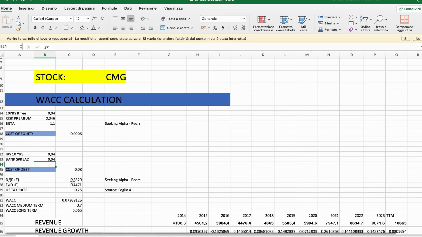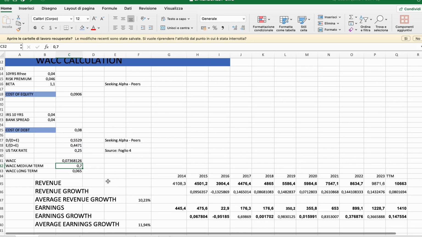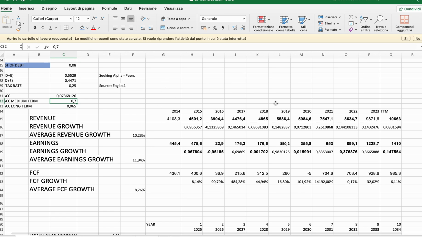So here we have the calculation for the weighted average cost of capital, and next we get into some of the financials. These are the highlights of the most important things that have happened to Chipotle in the last 10 years. We can see that the management has done a pretty good job at delivering growth.